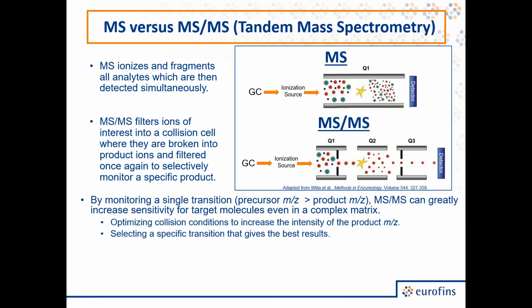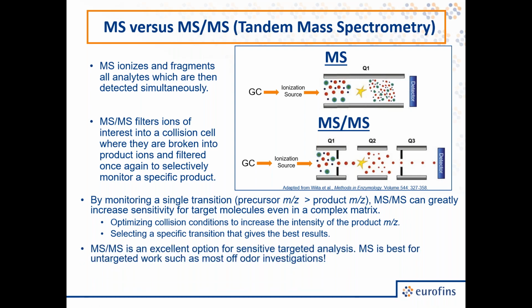So as I mentioned, using MS-MS, we can greatly increase sensitivity for target molecules even in a complex matrix. And this is ideal for monitoring specific compounds. So say, for example, you're concerned about contamination with a pesticide or a cleaning agent. Maybe you've done some previous analysis and know that this is the source of an issue that you want to monitor. By using MS-MS, we can specifically target that compound of interest.